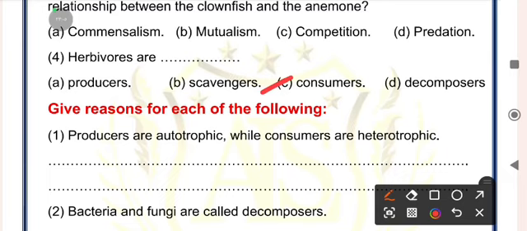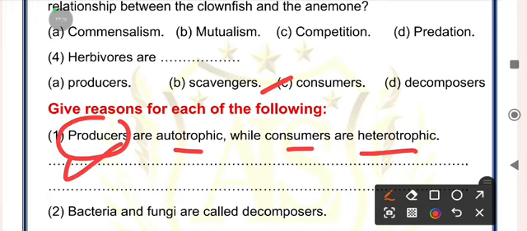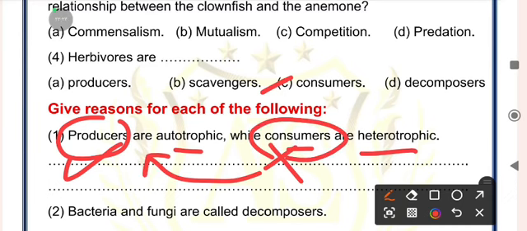Give reasons for: producers are autotrophic while consumers are heterotrophic. Why are producers autotrophic and consumers heterotrophic? Because producers can make their own food by the photosynthesis process while consumers can't make their own food. They depend on producers. Okay?